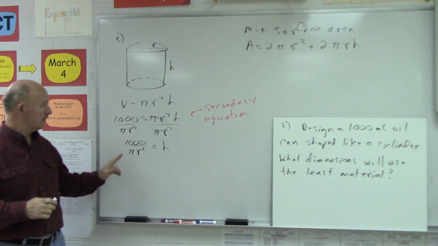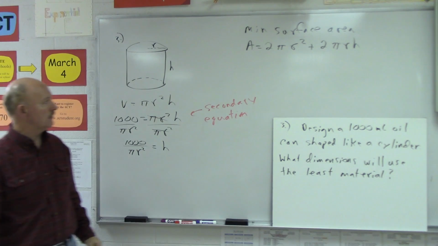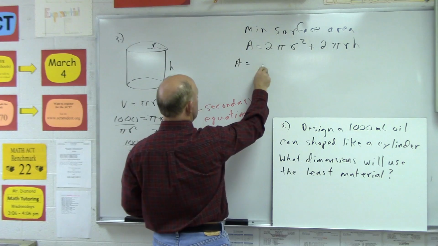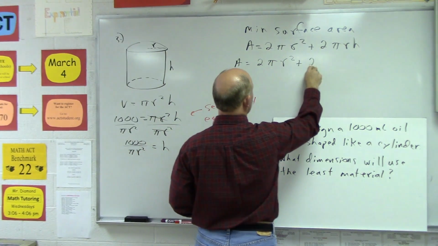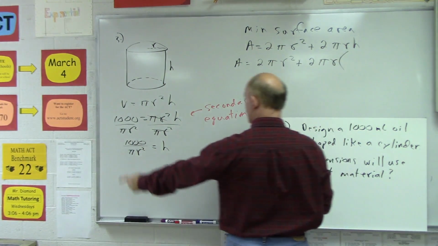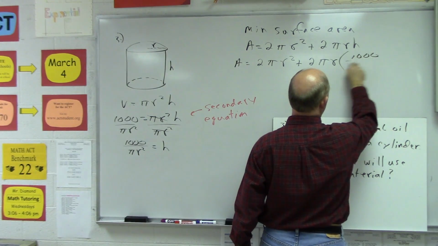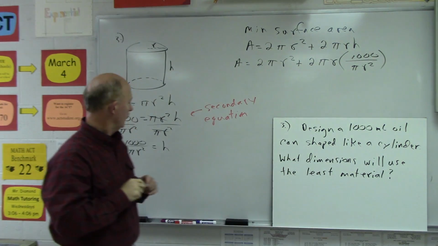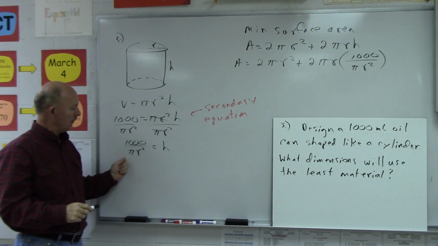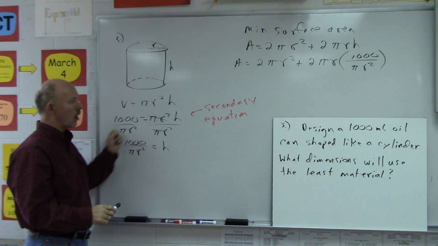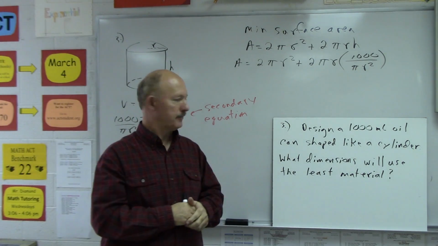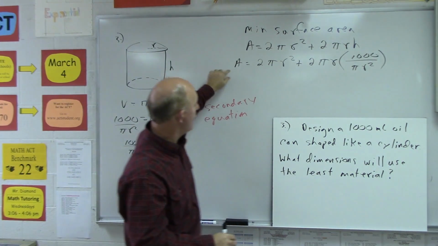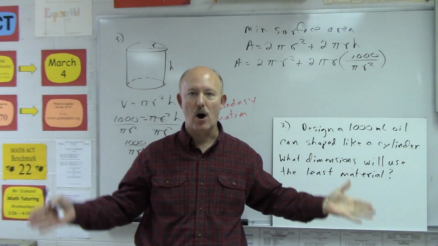Now let's substitute it into our primary equation over here, our surface area formula. We have A equals 2 pi times the radius squared plus 2 pi r times, now let's substitute 1,000 over pi r squared. We're going to replace the h with this expression in r that equals h. Now, see, we got our surface area formula written just in terms of r.